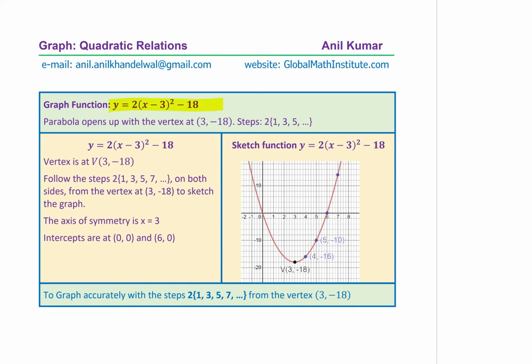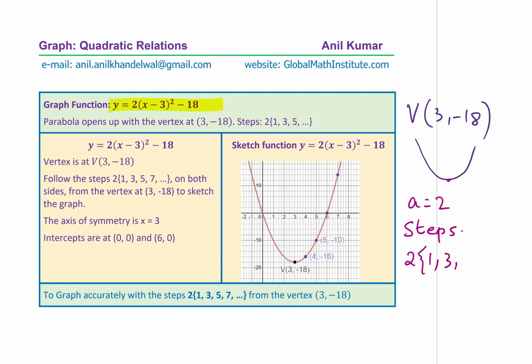Y equals 2 times (x minus 3) whole squared minus 18. Now here, what is the vertex? Well, 3 and minus 18 is the vertex, correct? So 3 and minus 18 is the vertex. Now, since this graph opens upwards, we know this is also the minimum value, right? So that is the minimum value. Now, since the a value is equal to 2, what should be the steps? Well, the steps should be 2 times 1, 3, 5, 7, right?